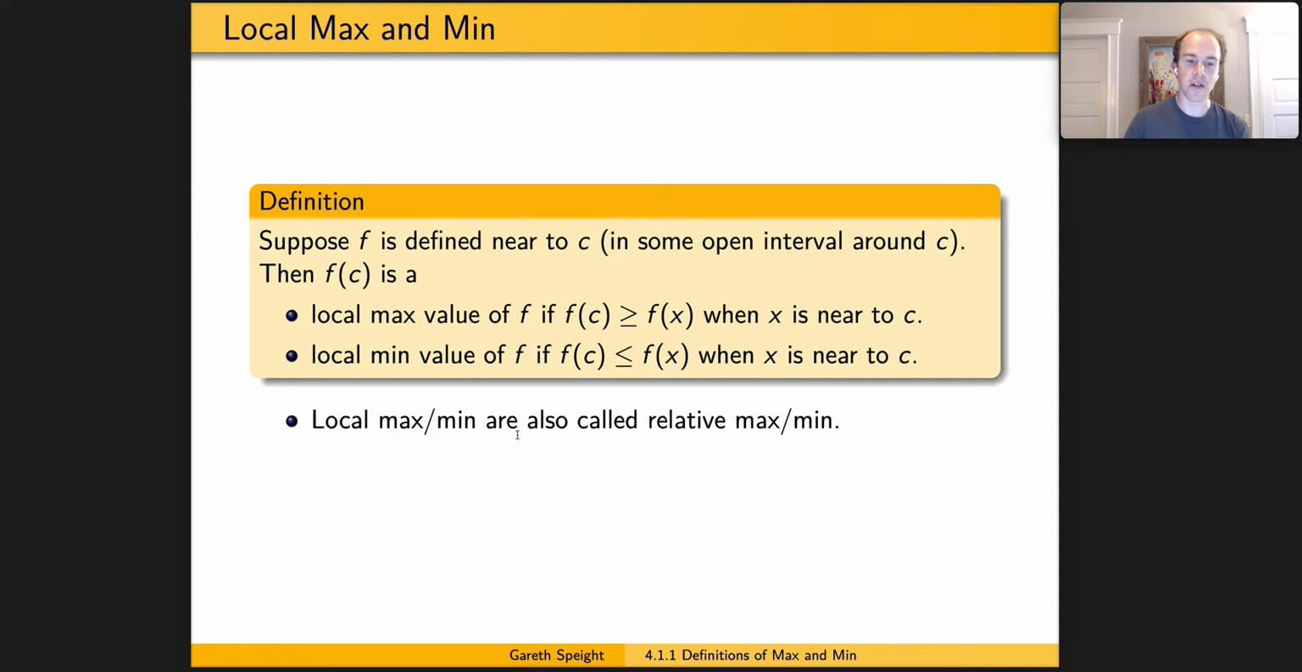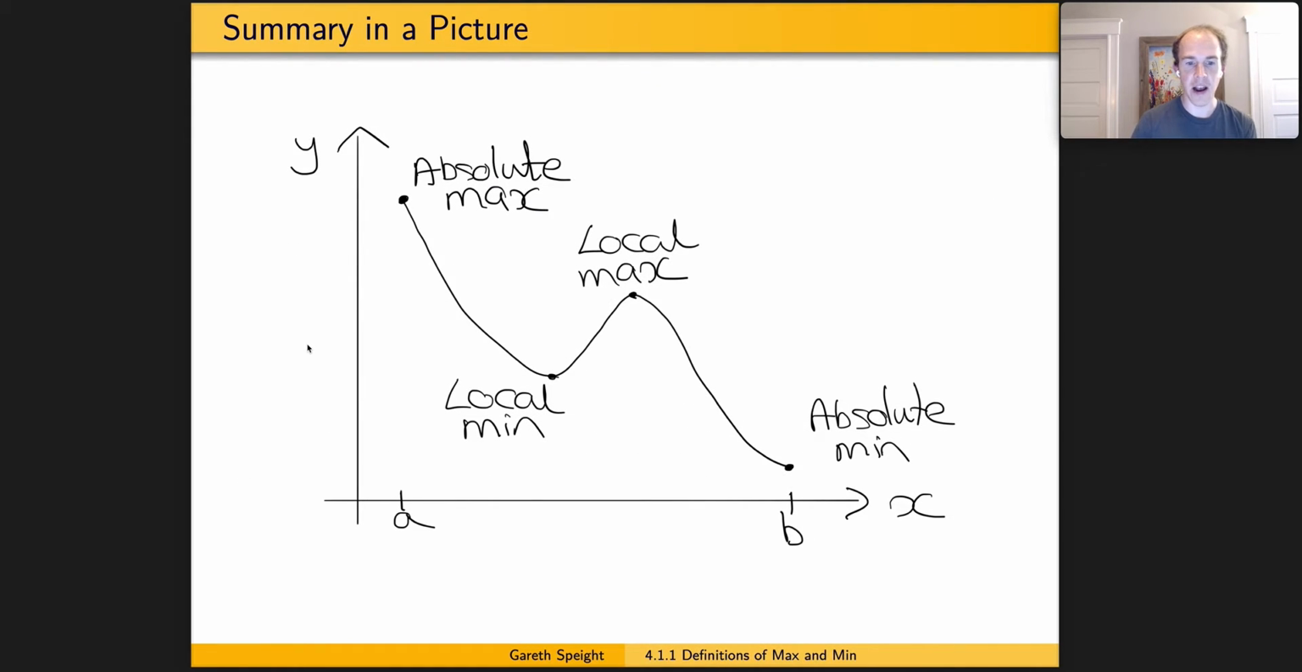Okay, and these are also called, just to make things as confusing as possible, local max and min are also called relative max and min. And as I said, they cannot occur at endpoints. Okay, so let's see it here kind of summarized in a picture. So if we start off on the left, at a we have an absolute max, right? So it's bigger than all the other possible values of the function, but it's not a local maximum because we're at an endpoint, right?